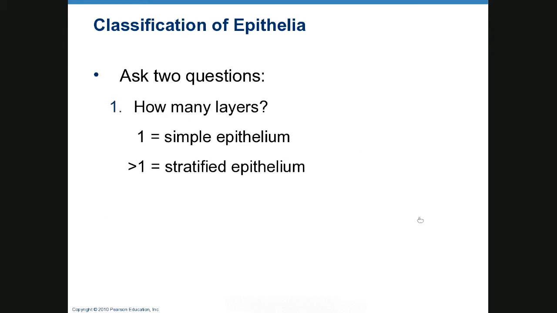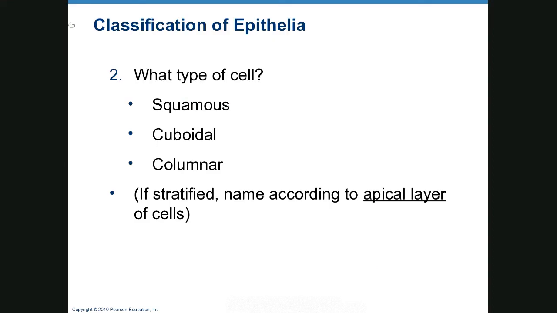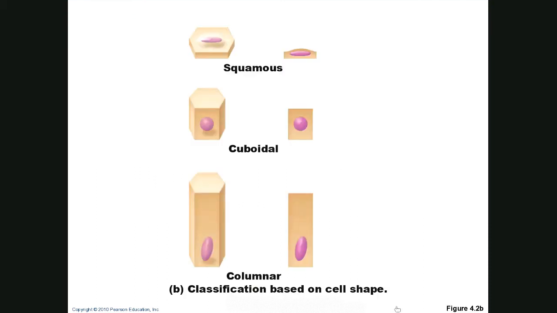Now to classify, is it a single layer or is it stratified, more than 1 layer? Then this is 1 layer, so simple, stratified here. Now, types of epithelium. We have squamous, cuboidal, and columnar, and they're named according to the apical layer of the cells. It's one of those things in anatomy that actually makes sense. Squamous epithelium is somewhat squashed in shape. Cuboidal epithelium is cube shape, and columnar epithelium is in the form of columns.